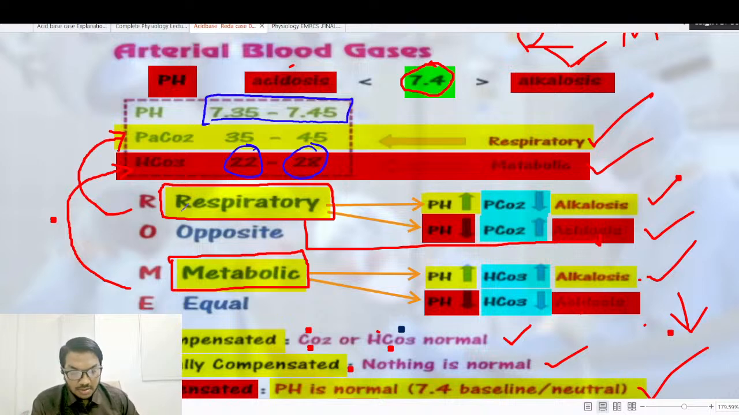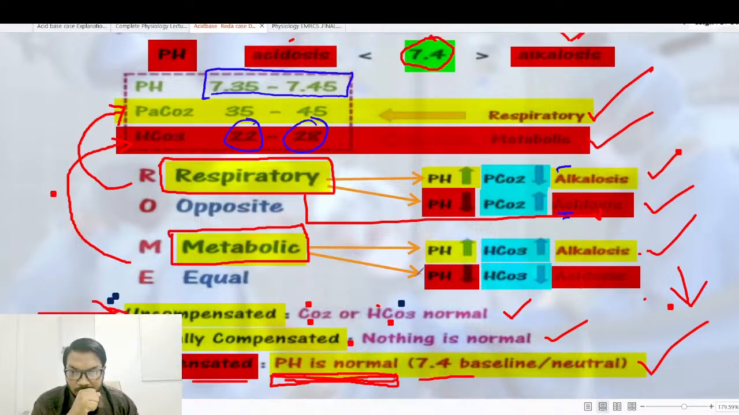So respiratory also has alkalosis and acidosis. Now you think about the respiratory component and the metabolic component. Component means main element. The respiratory main element will be the gas because through respiration we take gas. We take oxygen and we exhale carbon dioxide. So mainly it is gas.